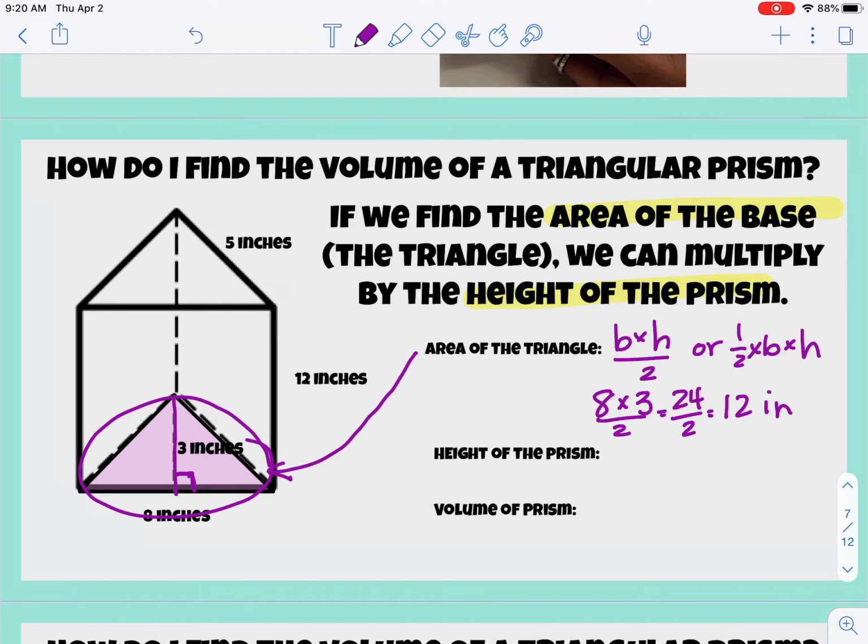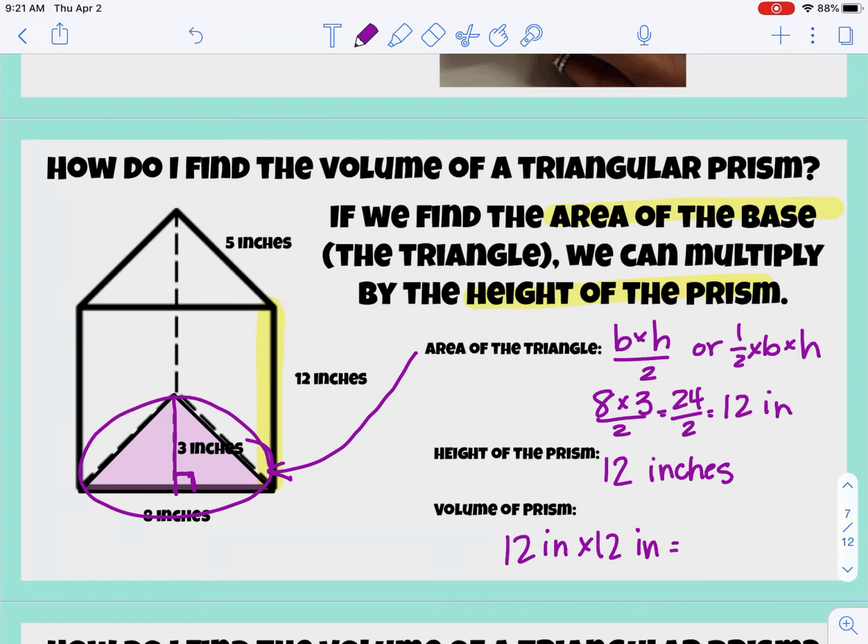But remember, think of it like sticky notes. One triangle on top of another triangle on top of another triangle until we build the entire height of this prism. So if you look, the height of the prism is 12 inches. So we can take the area of our bottom triangle and we can multiply by the height of our prism. So we have 12 inches and 12 inches.